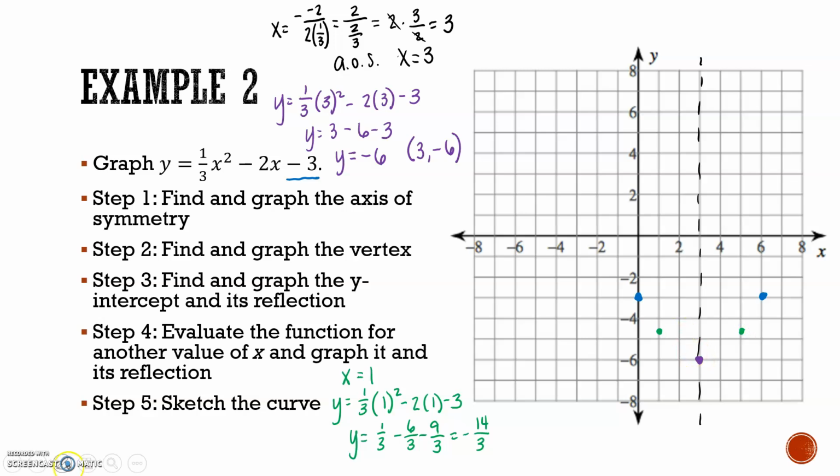All right, and then last step is to connect our dots. And that would be our parabola.